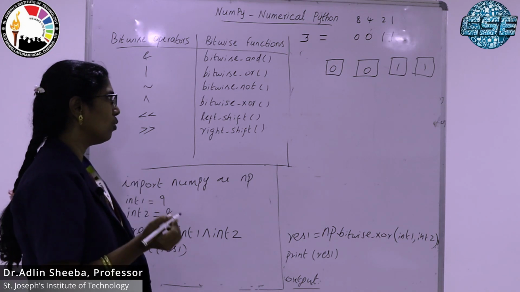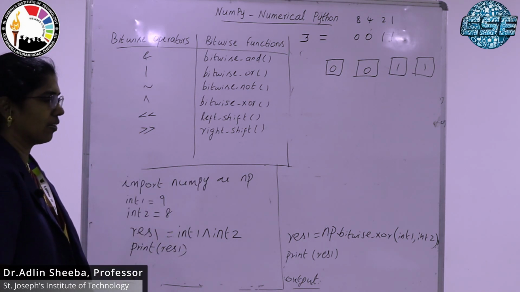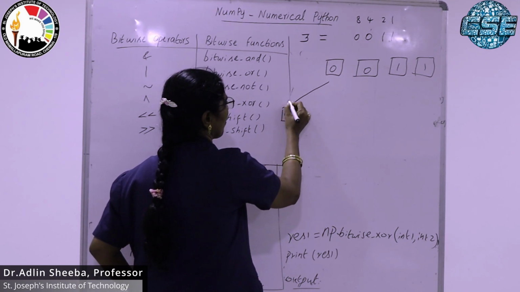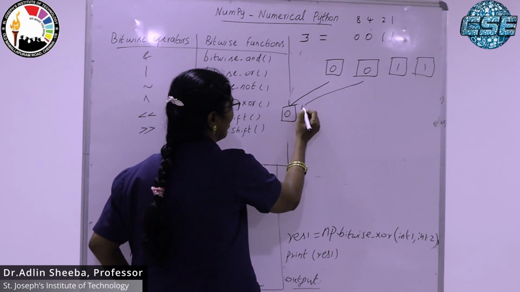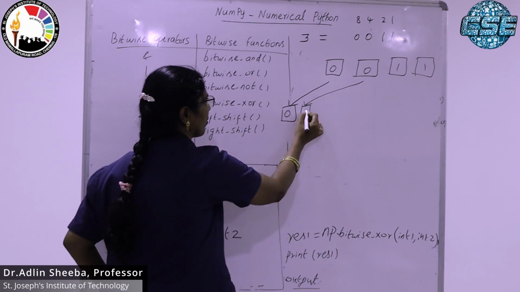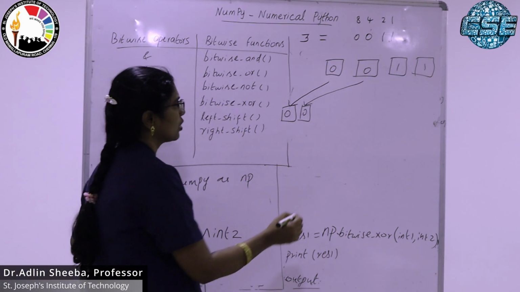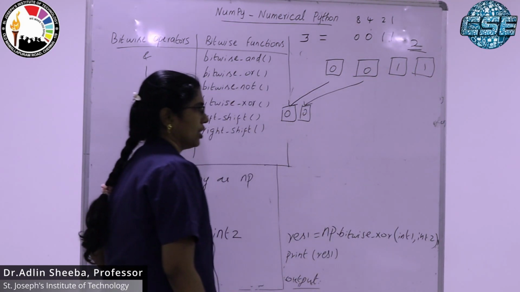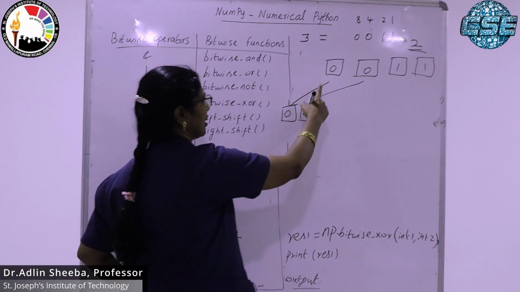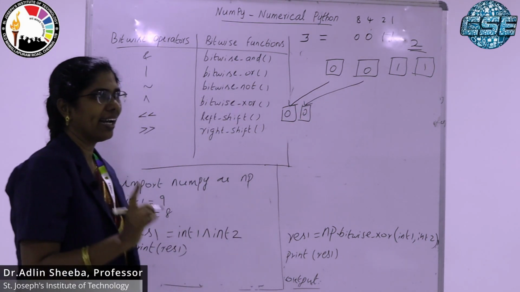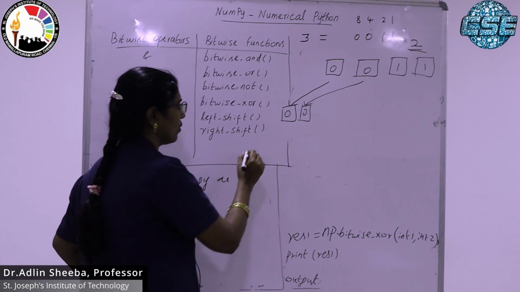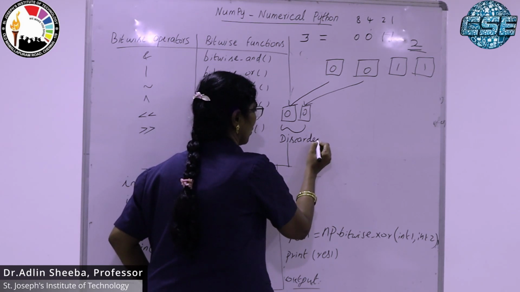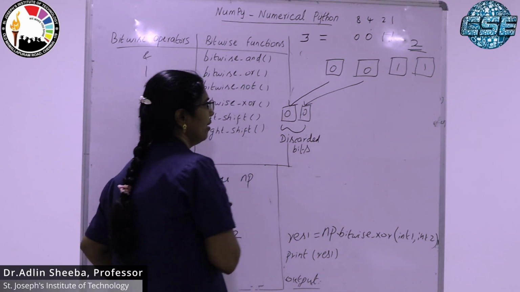Now we have to shift the bits to the left. So we are shifting this 0 here and also this 0 here. We have shifted by 2 positions. I am shifting this 0 and 0, and I will discard them. So these two are the discarded bits.